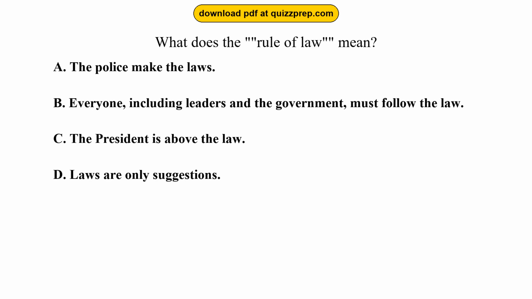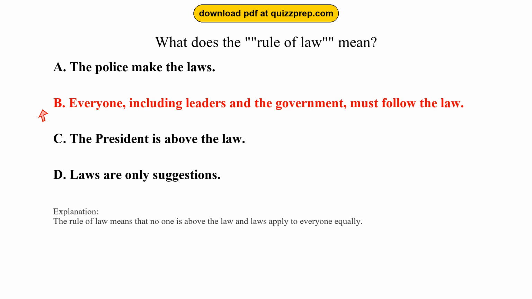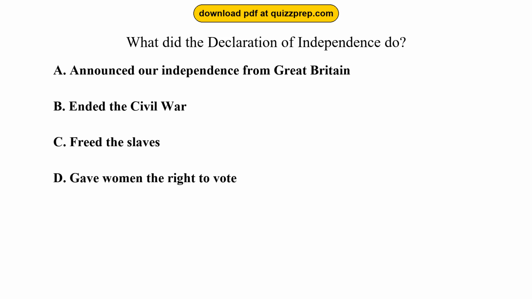Option A, the police make the laws. Option B, everyone, including leaders and the government, must follow the law. Option C, the president is above the law. Option D, laws are only suggestions. The correct answer is option B. Everyone, including leaders and the government, must follow the law. The rule of law means that no one is above the law and laws apply to everyone equally. Question 30. What did the Declaration of Independence do?